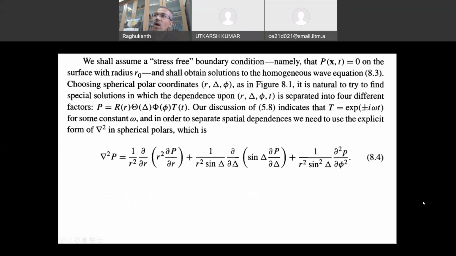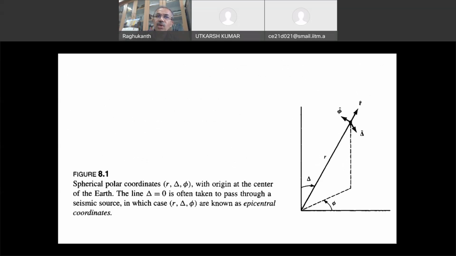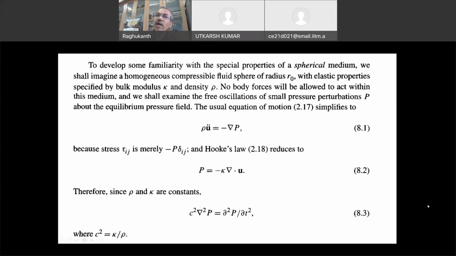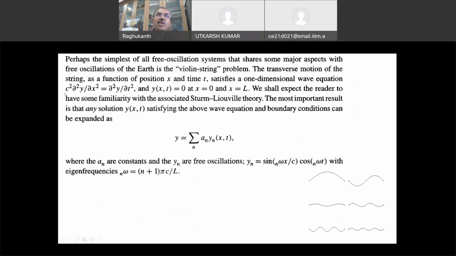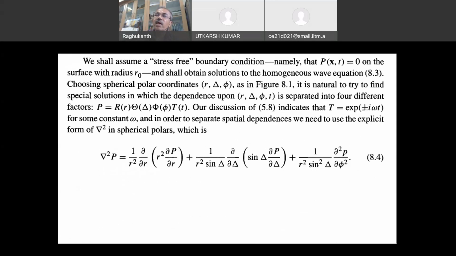So we have to solve this to get our solution. So this is our equation: c square del square p is equal to dou square p by dou t square. It is the same as a one-dimensional wave equation, where c square dou square by dou x square is dou square by dou t square. But now we are writing the same thing in spherical coordinate system in all the directions. So this is a partial differential equation.